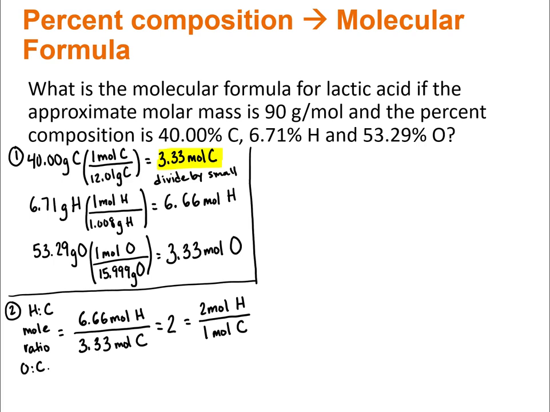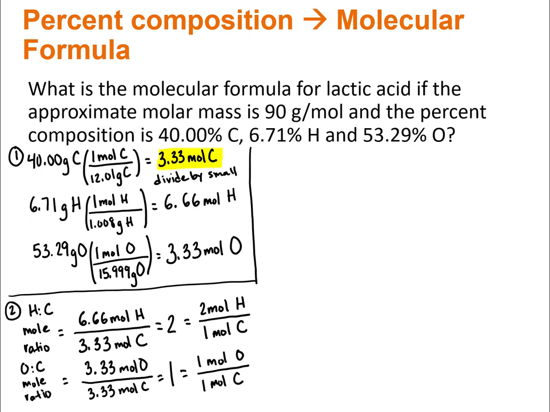Now we can do oxygen to carbon, which you probably don't really need to write out, but for completion's sake, that's what we're going to do. The ratio here is 1, which means 1 mole of oxygen for every 1 mole of carbon. Our empirical formula is CH2O.